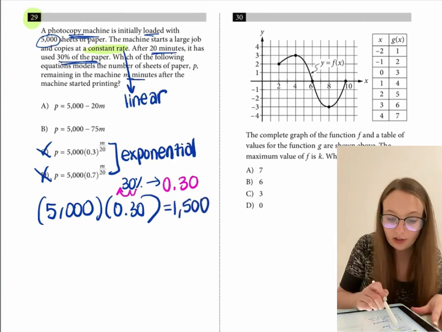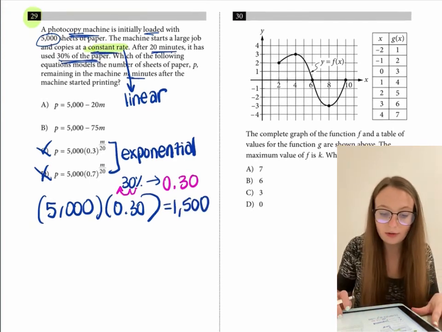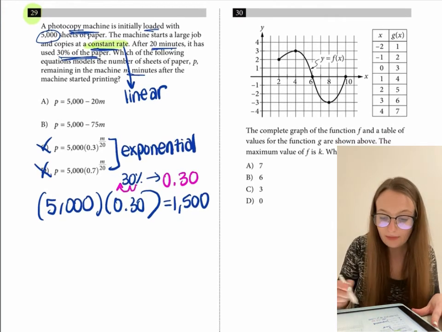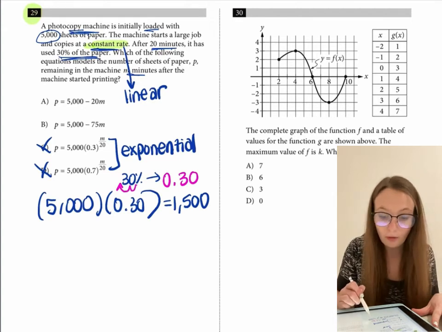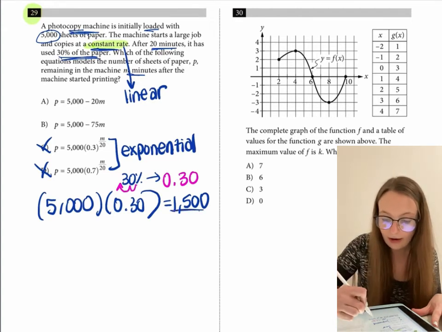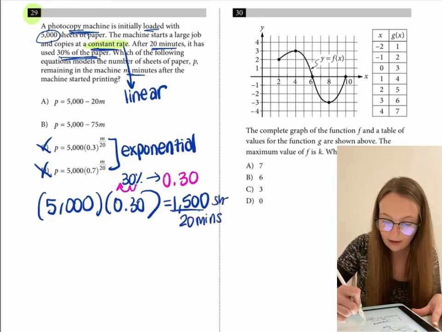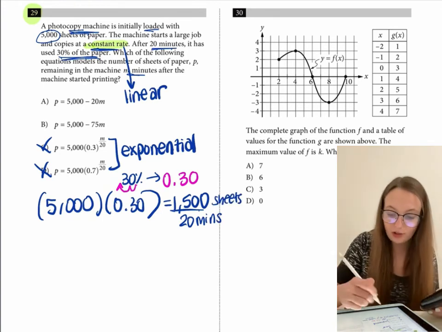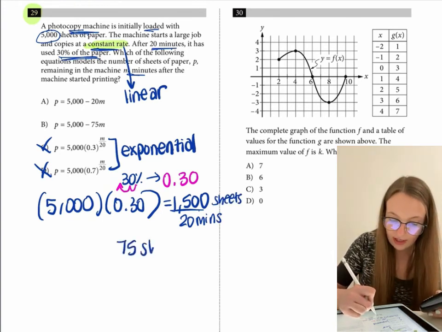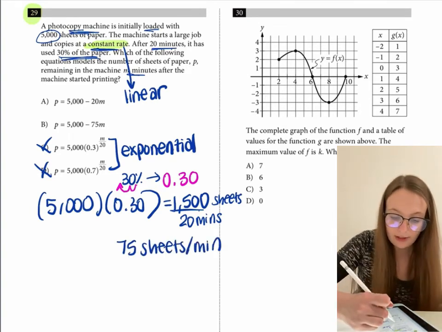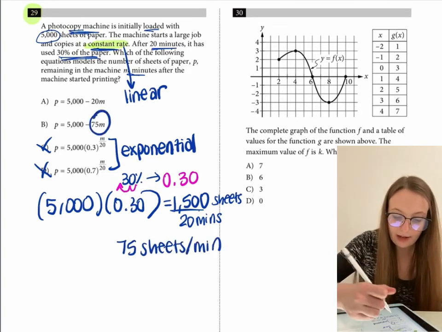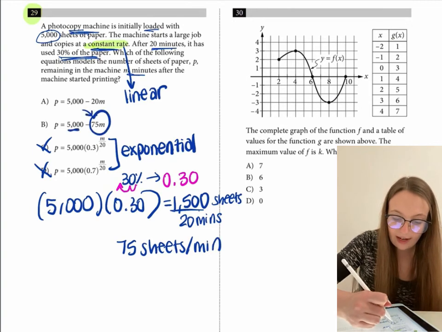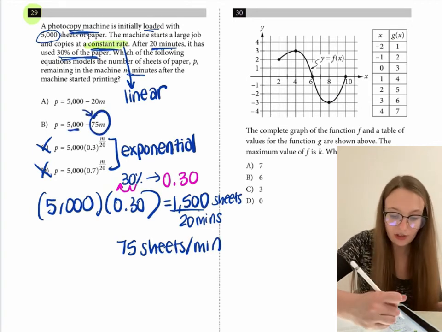And we know that it's using them at a constant rate. So it's the same number of sheets per minute. So if it used 1,500 in the 20 minutes, we could divide that by 20 minutes to see how many it's using per minute. So let's see what that would give us divided by 20. So it is using 75 sheets per minute, which therefore corresponds with answer choice B, because we start with 5,000 and then each minute we subtract 75 sheets.